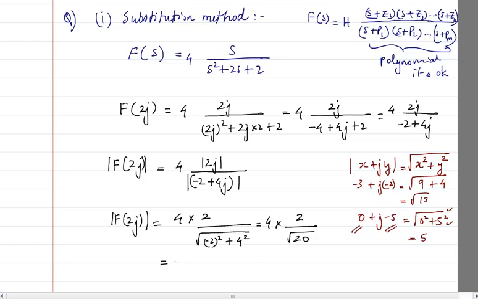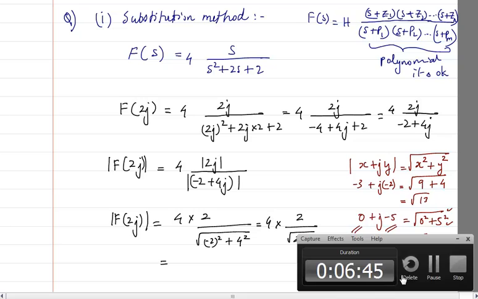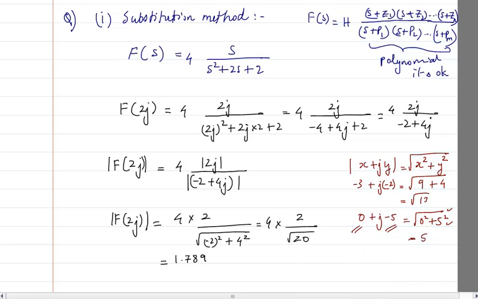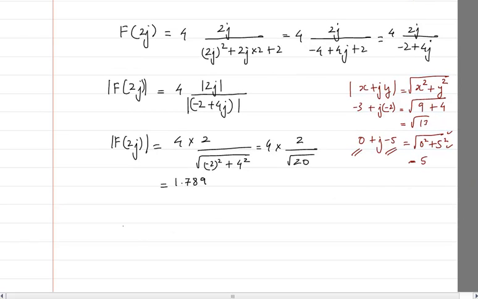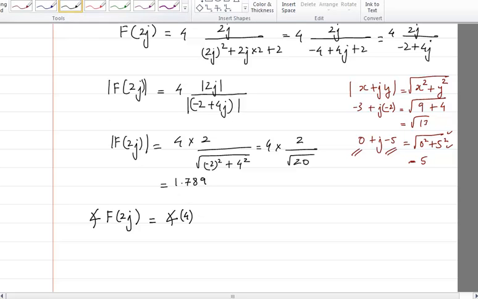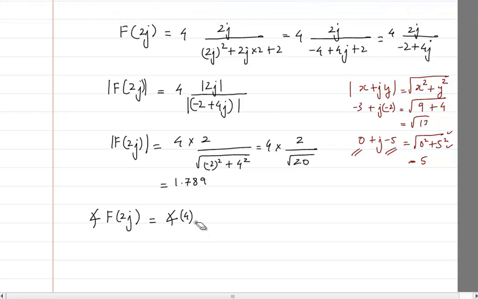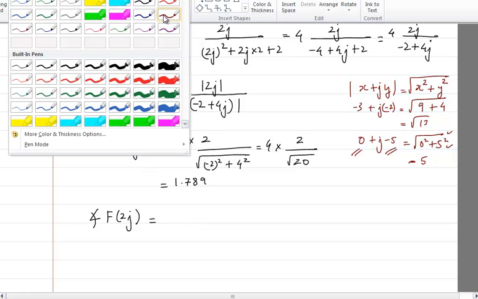The answer of which I will get as 1.789. Similarly, if I want to find out the phase angle of F(2j), all I have to find out is the angle of 4, which is always going to be 0, because for a real number the angle is going to be 0. So I will not write that. Okay, for the h part I won't write.